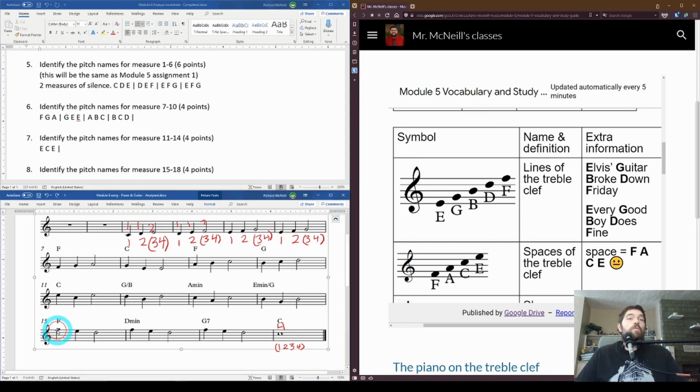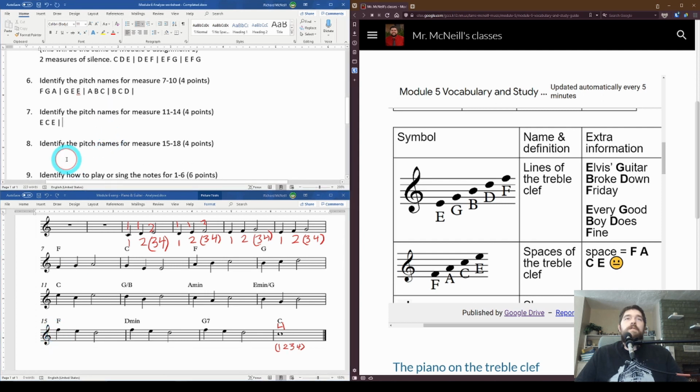Let's take a look at the one note we haven't identified yet, on measure 15. That one is going to be Elvis's guitar broke down Friday. So that note right there, the top line, is an F. All these other lines and spaces we have already identified previously.